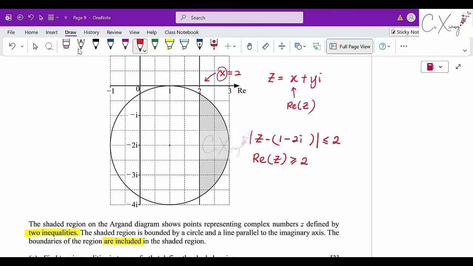So basically this is what we get for the first part of the answer. There's no specific step. You just need to look at the diagram provided. Then you need to know the basic inequality that denotes the circle and also the straight line, then just write it down straight away. All right, so this is what you have for 5a.